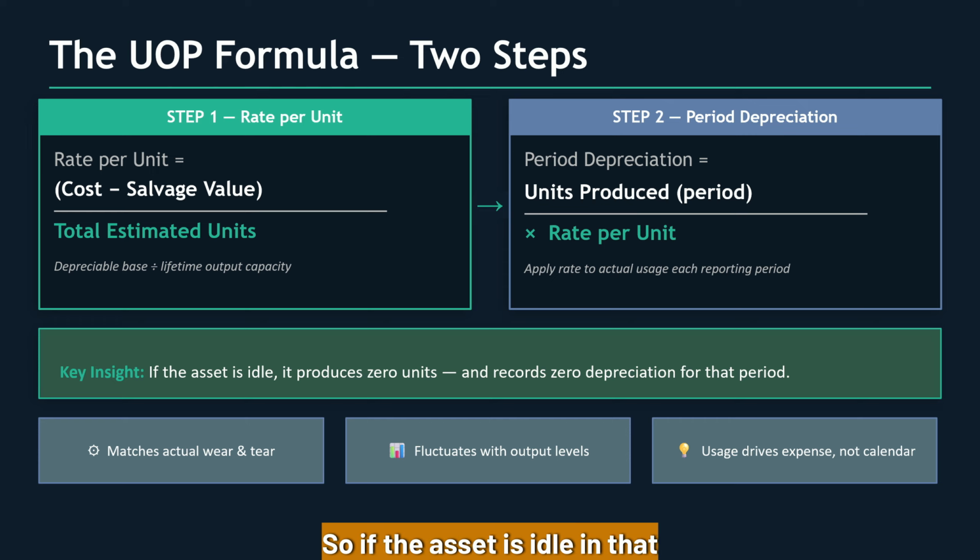So if the asset is idle in that period, it produces 0 units. It records 0 depreciation for that period. So this method is best when you want to match the actual wear and tear. It fluctuates with the output level of any asset which produces in any kind of metric. The usage of that particular asset drives the expense, not the calendar.